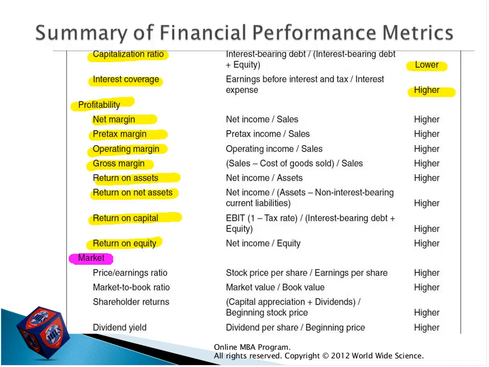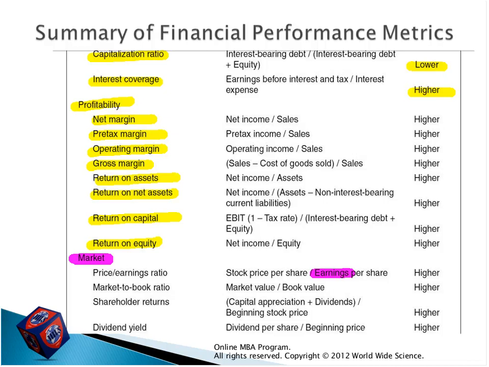So here we have to get your stock price per share. You would find it in your income statement, or you can calculate it yourself, and divide it by earnings per share. This all depends on whether you have earnings. If the company has a loss, then you won't find the price earnings ratio. Market to book ratio: the market value divided by the book value.